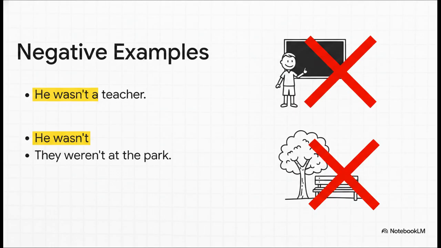They were not at the park yesterday. Or, they weren't at the park yesterday. Notice exactly where it goes. The word not just slides right in there immediately after was and were.